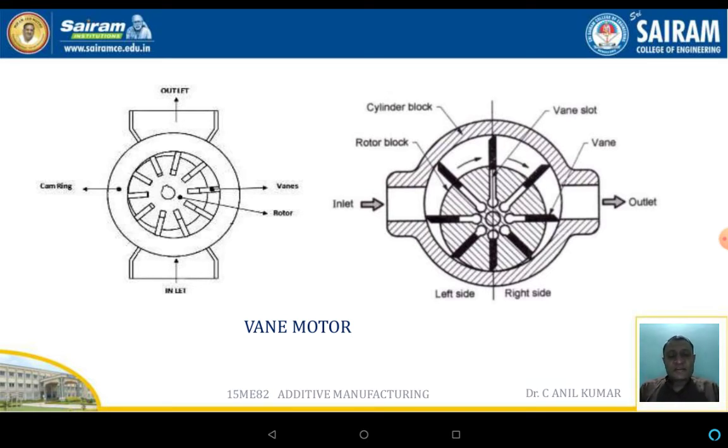By the spring, pressure is applied on the vanes and they touch the cylindrical block when under rotary motion. As the fluid flows from the inlet, the fluid pressure is applied on the vanes, which drives the vanes to rotate in the clockwise direction. As the fluid starts exiting, the vanes which are pushed out of the vane slot will be under compression against the spring pressure. If the flow is reversed, from the outlet to the inlet, the rotor rotates in the reverse direction.